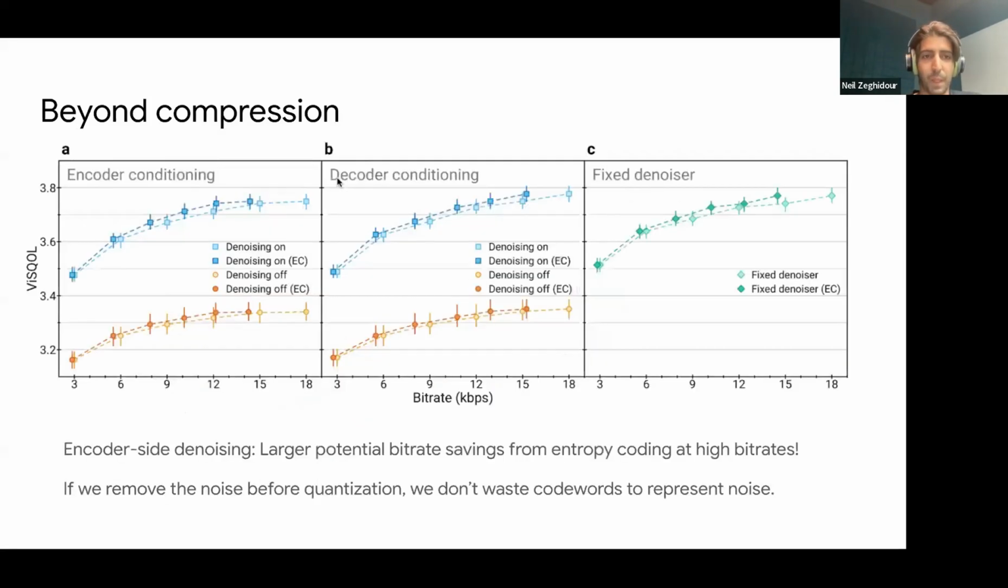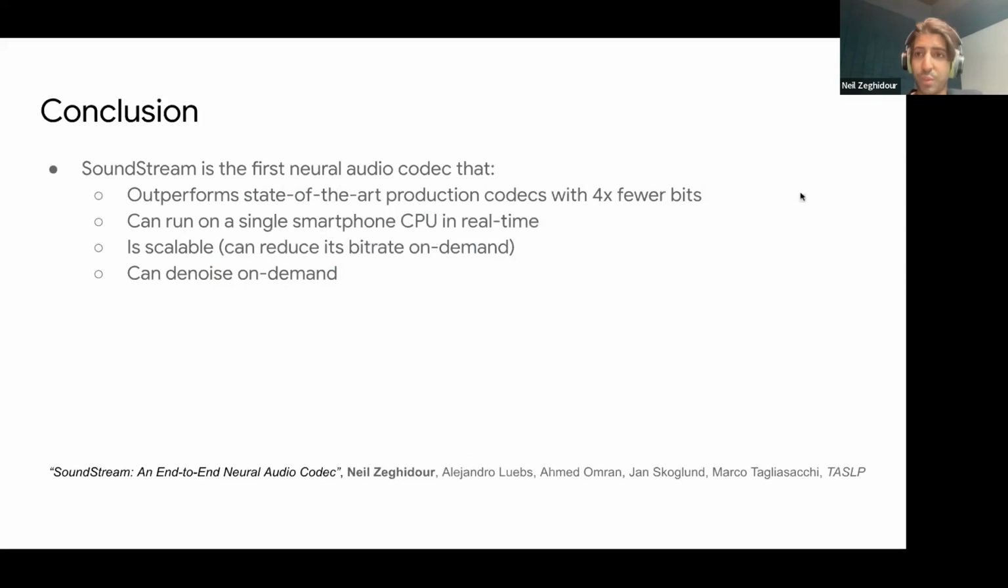You're welcome. So to conclude, even though that's not the real conclusion because I added content, SoundStream is the first neural audio codec that outperforms state-of-the-art production codecs with 4 times fewer bits. It can run on a single smartphone CPU in real time. That's also the first neural codec that is scalable, and so is really usable in production and performs denoising on demand. So we are currently working on improving it even more.